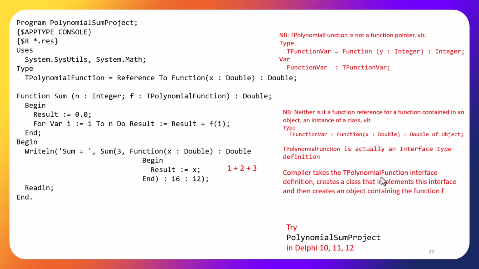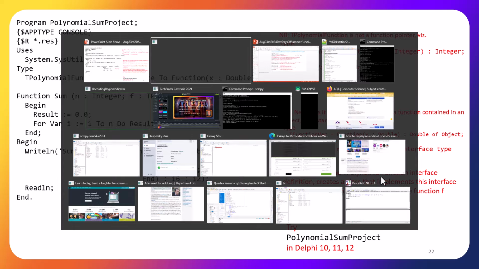So I'm going to try the polynomial sum project. You could try it in Delphi 10, 11 or 12. Because I've got everything set up on this machine in Delphi, I've got lots of libraries added to it, and I have another machine for Delphi 12, but there are lots of other things there, like all the Haskell stuff. So what I'm going to do is switch now to Delphi.